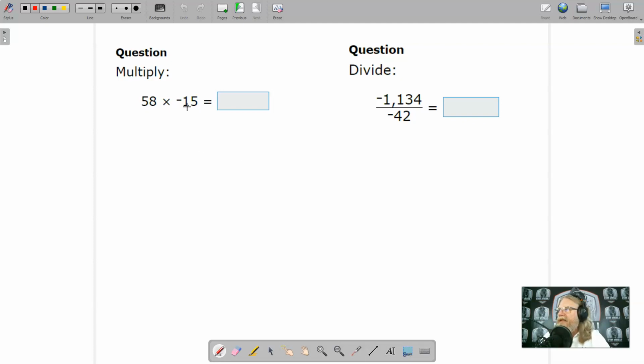Here we have 58 times negative 15. So it is a positive times a negative, so our answer is going to be negative. Now let's deal with that 58 times 15.